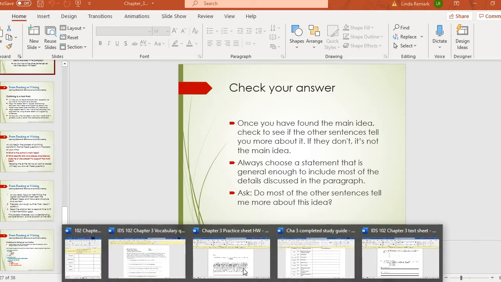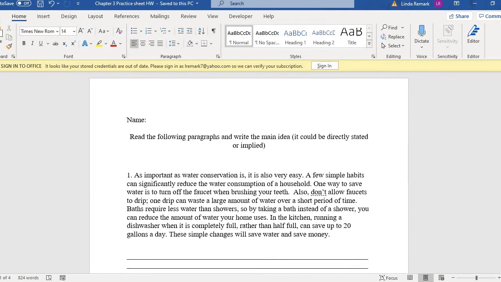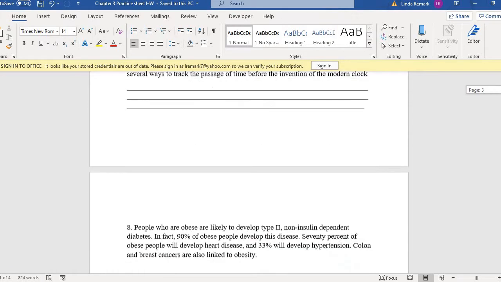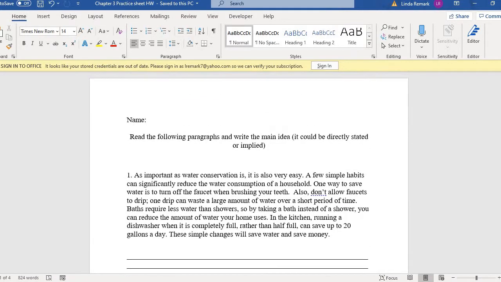Now I'm going to go ahead and pull up your Chapter 3 practice sheet homework. And you can see here there are 8 paragraphs, and it's a mix. Some of these paragraphs have a sentence in which the main idea is right in the paragraph. It's right there. All you have to do is highlight it. The author did the work for you. Other paragraphs, you have to do the work. You have to really think, what is this about? And put the pieces together into a complete sentence.